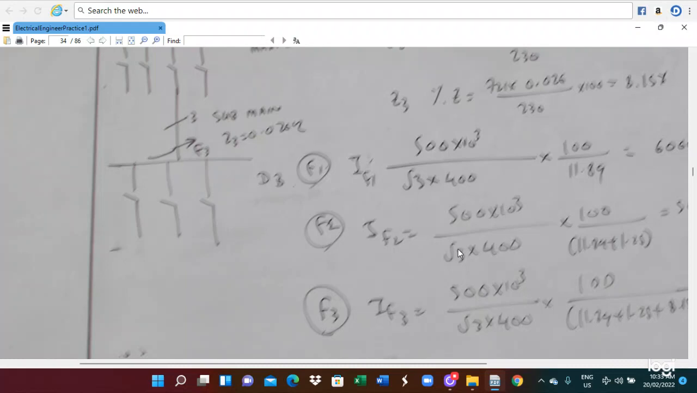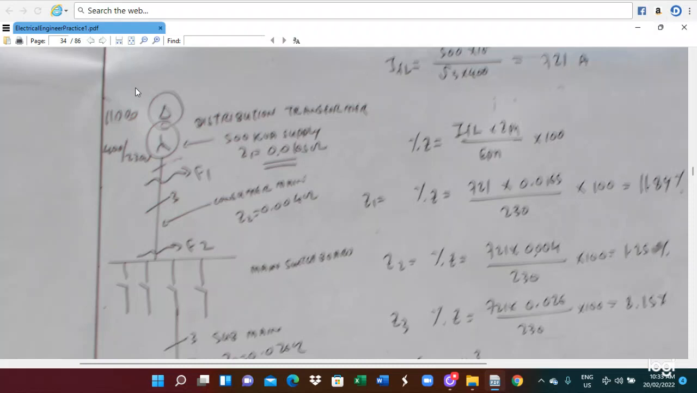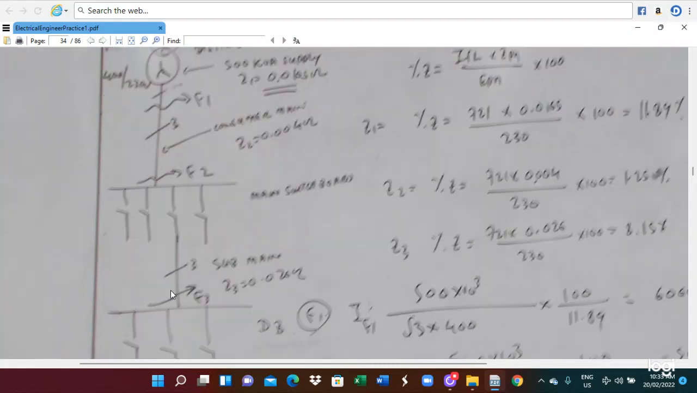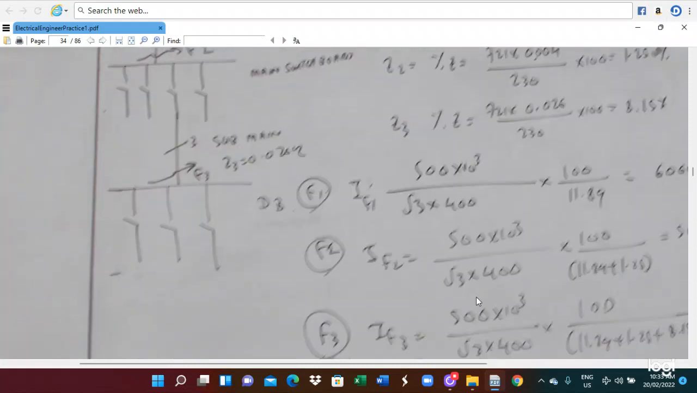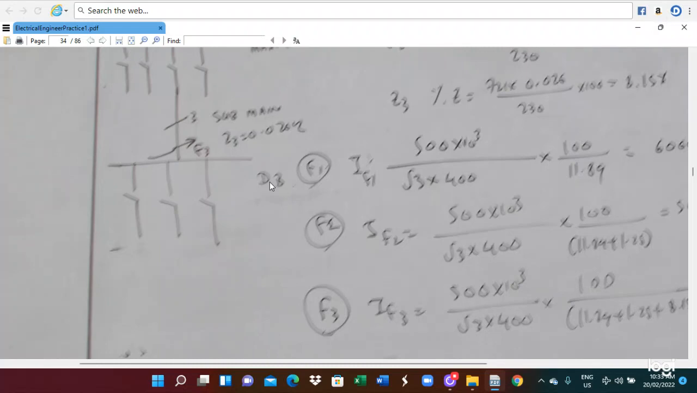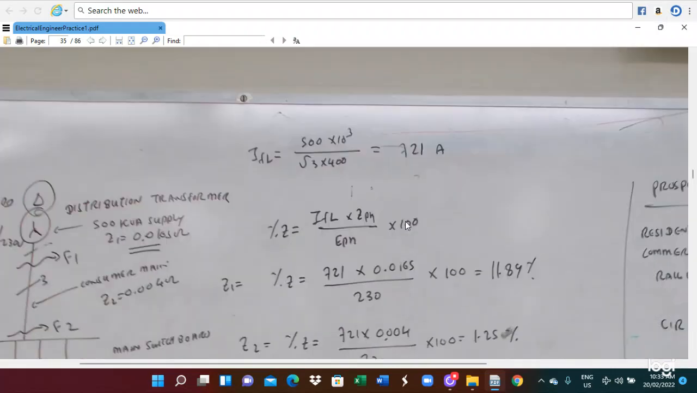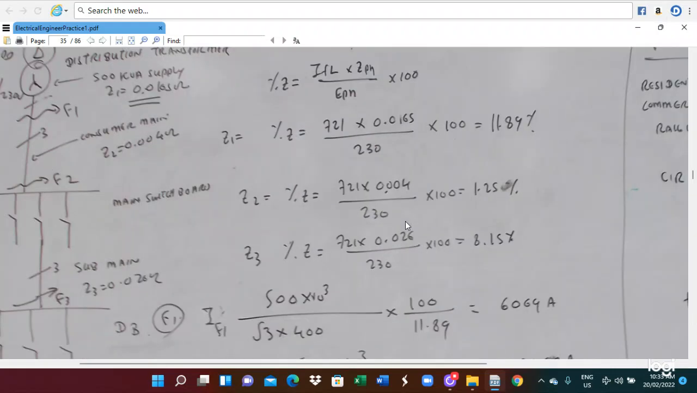For current, the line current is the same, but the impedances are the transformer percentage impedance, line 1 percentage impedance and line 2 percentage impedance. So the transformer percentage impedance is 11.29, line 1 percentage impedance is 1.25, and line 2 percentage impedance is also 8.6. So this is the way we calculate for the fault current, at the fault current level of the different points.